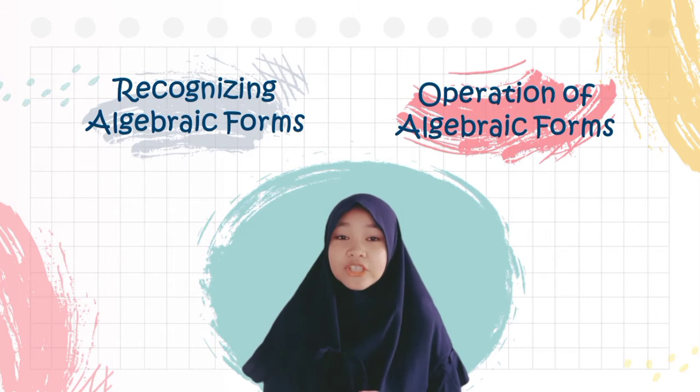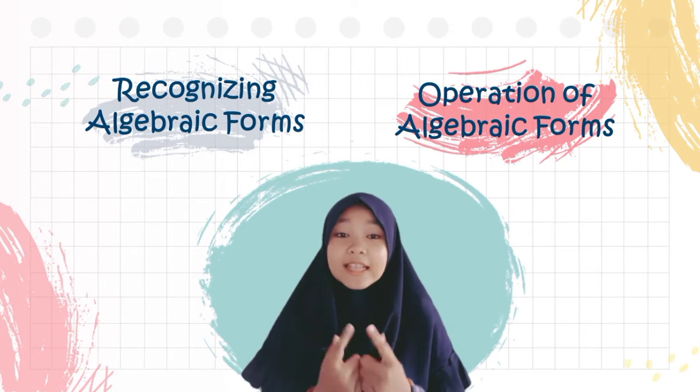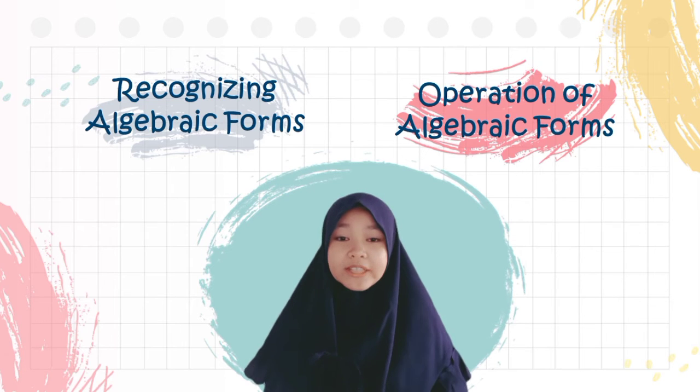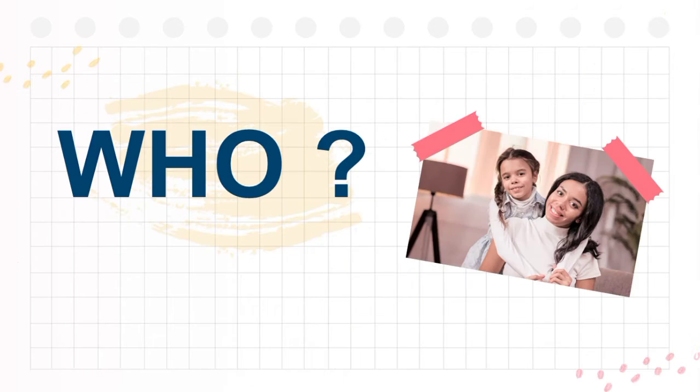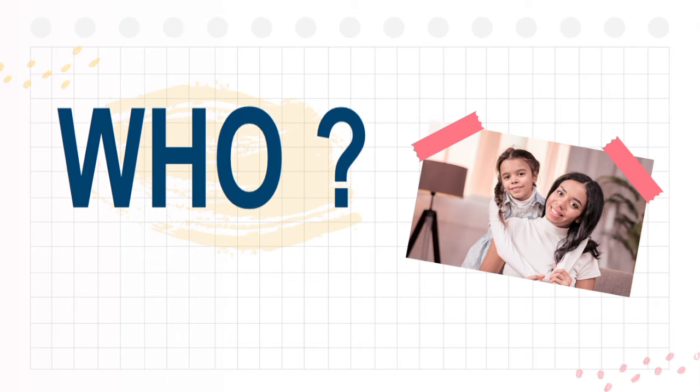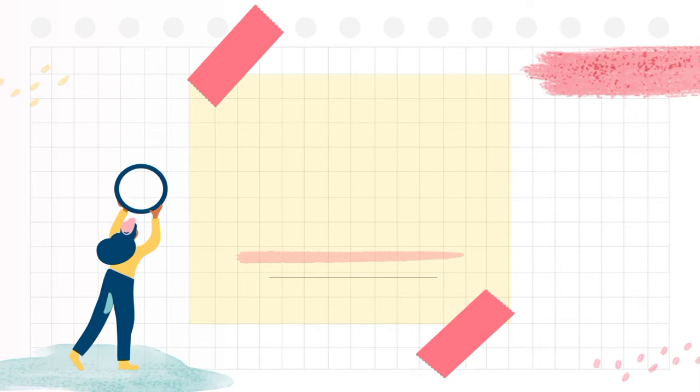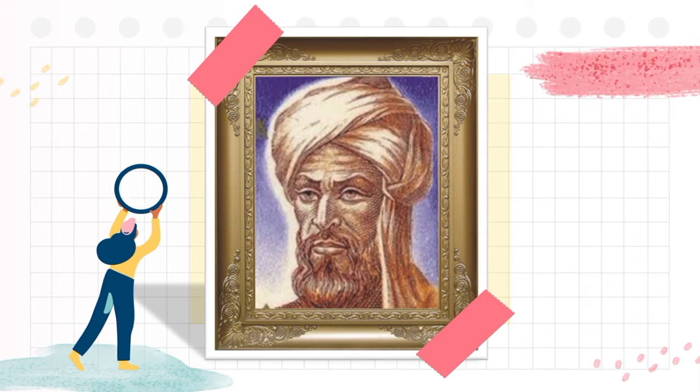Before we dive into the material, I will tell you a little about a mathematician, astronomer, astrologer, and geographer who comes from Persia, where he had a great influence in the field of algebra. Do you know him? Exactly. He is Muhammad bin Musa Al-Khwarizmi.